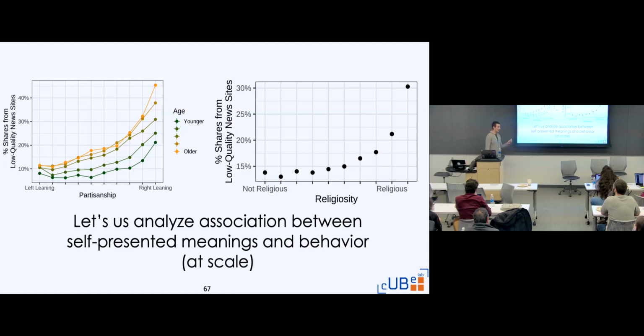Do accounts that present as left-leaning, right-leaning, older, more or less religious, share more misinformation? The answer is yes, and I think there is a sort of multiplier effect on the age. We knew that older people on the right share more misinformation. What I think we hadn't seen as much of yet is just how much that age gap widens as you shift.